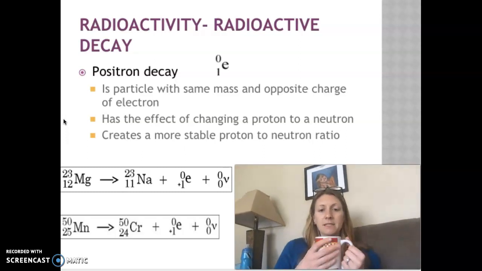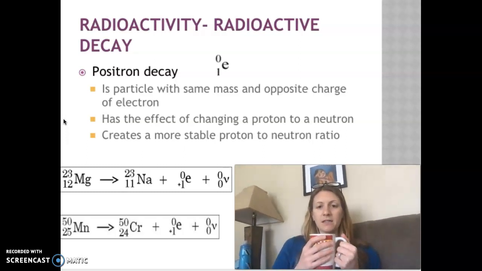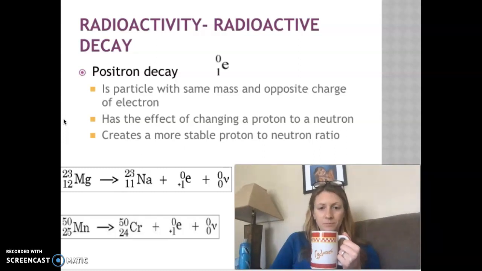Positron decay is basically the opposite of beta decay. It has the effect of changing a proton into a neutron. So when we look at our example with magnesium, magnesium's atomic number is 12. When it undergoes positron decay, one of the protons is going to be changed into a neutron, excuse me. So it goes from 12 to 11, which is sodium, because one of these protons changed into a neutron. But because it's a straight exchange, your atomic mass doesn't change. So 23 and 23 stays the same at the top.